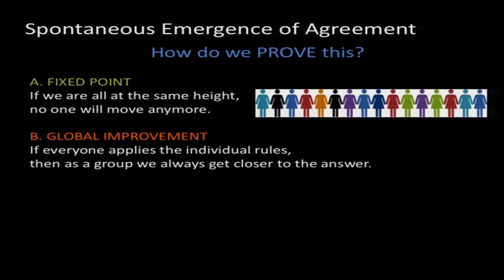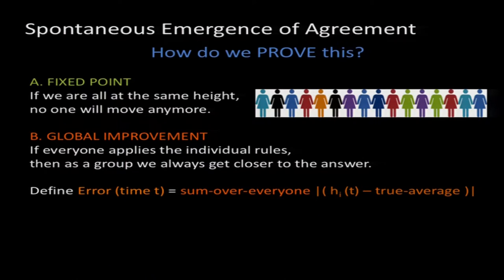The second problem is, let's say we're not at agreement yet. Some people think they're in agreement. Some people think there's not. What I need to know is that we will improve as a group. Even if individuals make mistakes, that globally somehow we're going to come closer to the answer. So I want to prove global improvement, because I know local improvement is not true. We're just going to keep messing things up. So the idea is, if everybody applies the rules, we get closer to the answer. So now, what does closer to the answer mean?